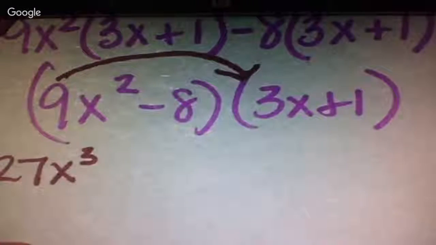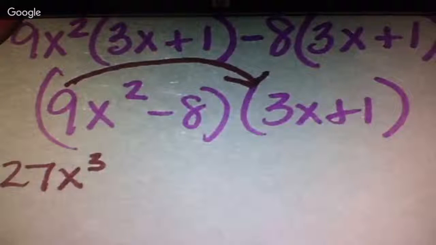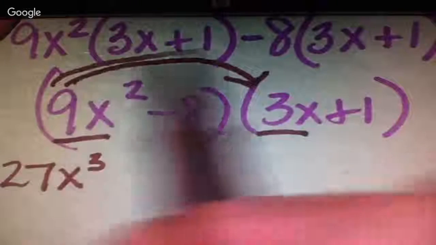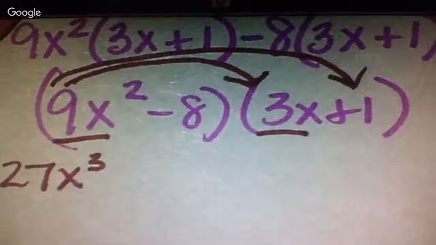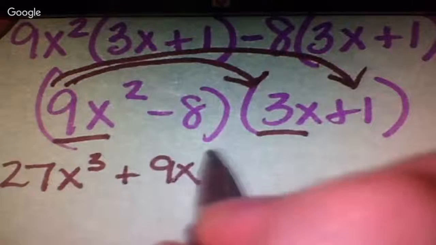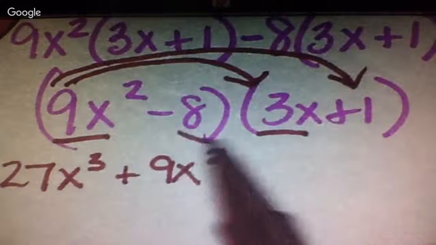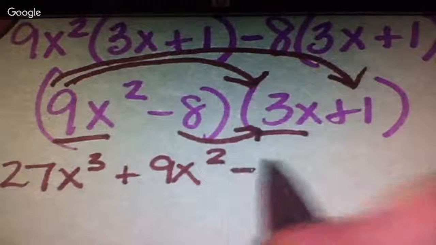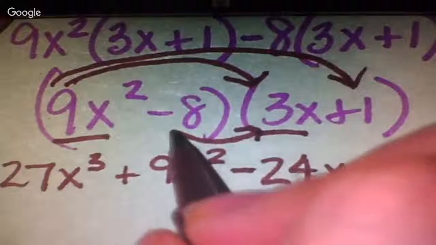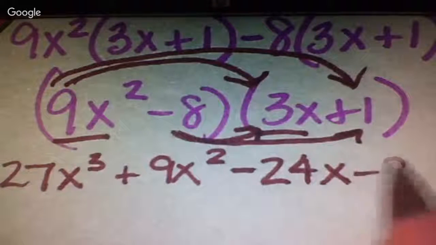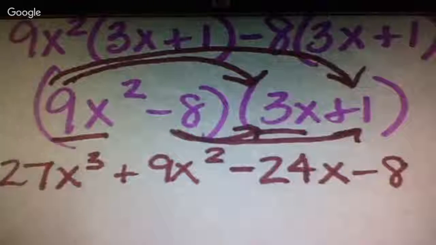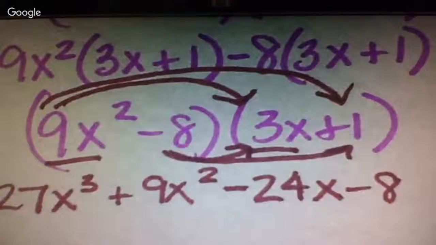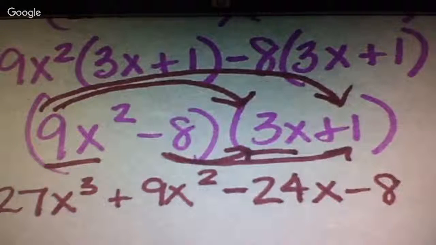We're checking it to make sure that it is correct. So we need to FOIL, which means your first terms, so 9x squared and 3x. Your outside terms, which is 9x squared and 1, which gives you 9x squared. Your inner terms, which is negative 8 and 3x, which is negative 24x. And your last terms, which is negative 8 times 1, is minus 8. If that matches your beginning, you're good. So it matches your original problem, so you know you factored it correctly. Okay?